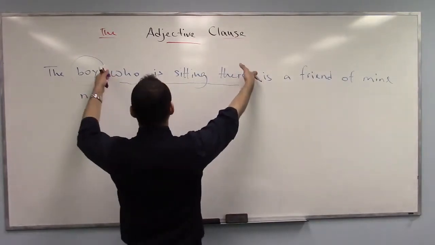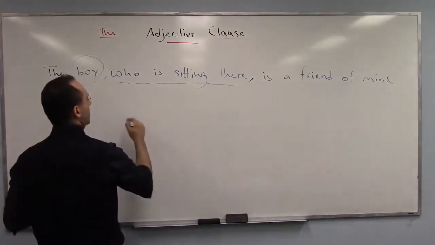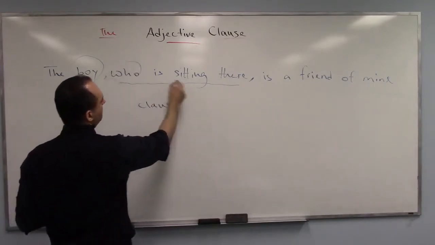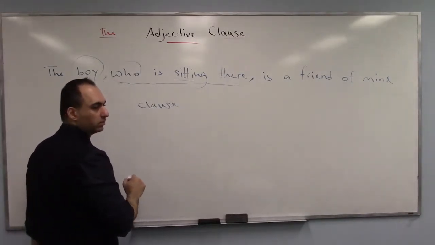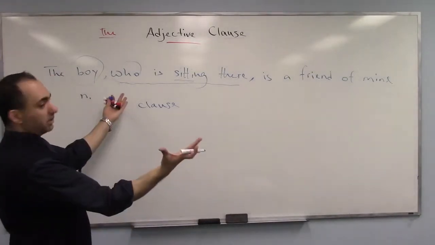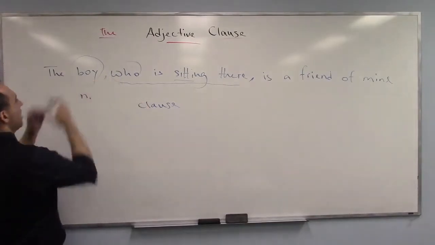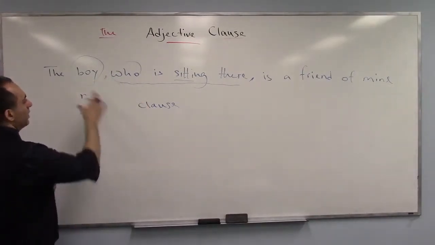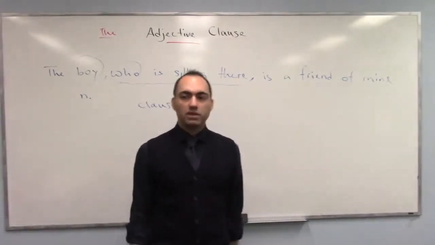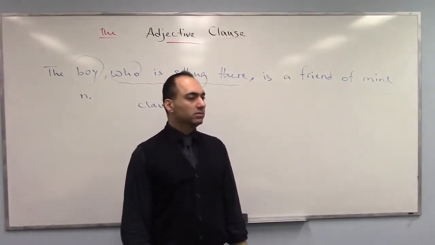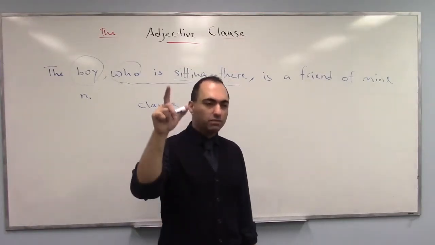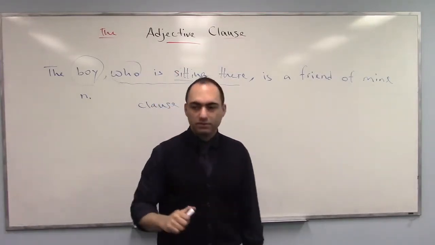Now, what is this? Is it a clause or a phrase? It's a clause. Who is the subject and sitting is the verb. Subject verb. So the boy who is sitting there. Now what is it doing? It's describing the noun. So that's why it's describing the boy. Okay? The man who is standing there is my friend. The boy who is sitting there. The girl who is wearing white. The girl in blue. The girl who is wearing a blue jacket.